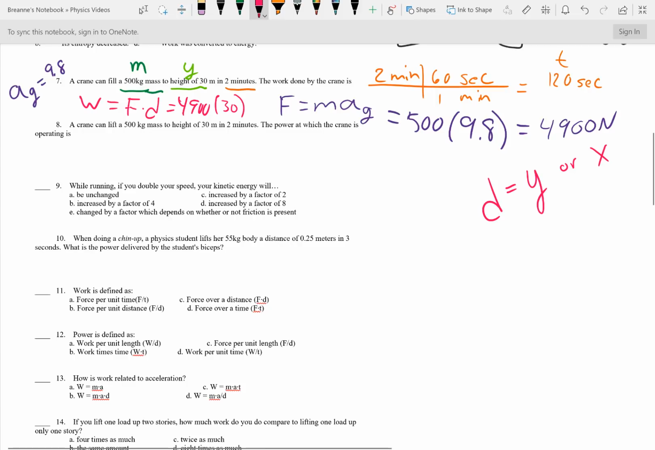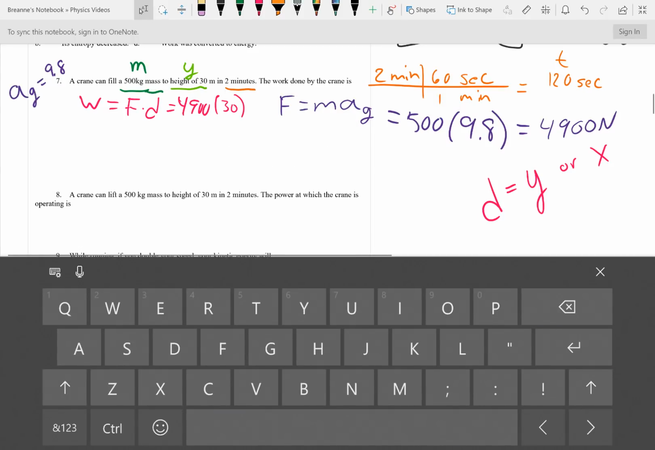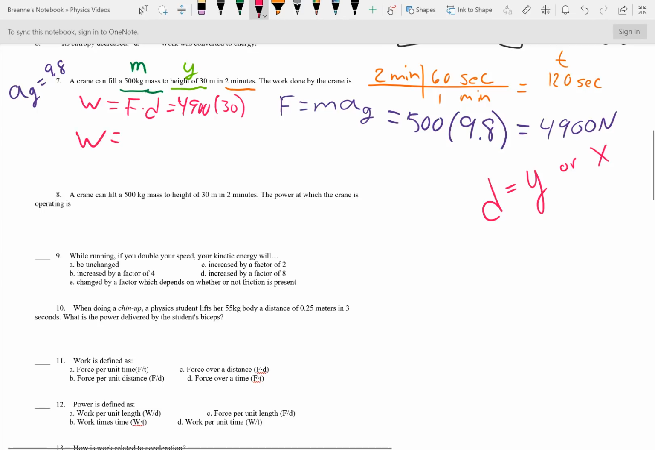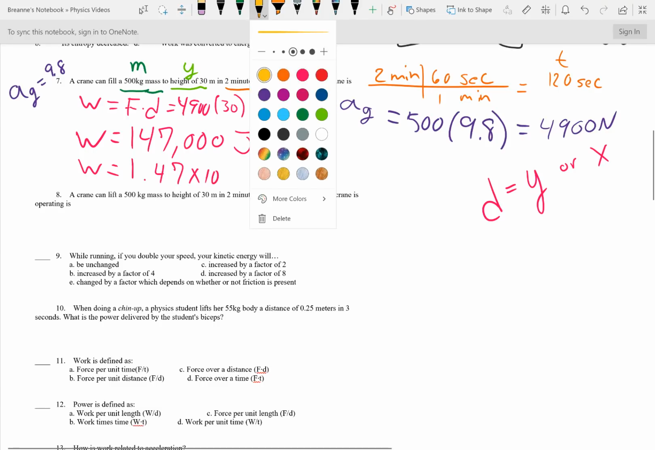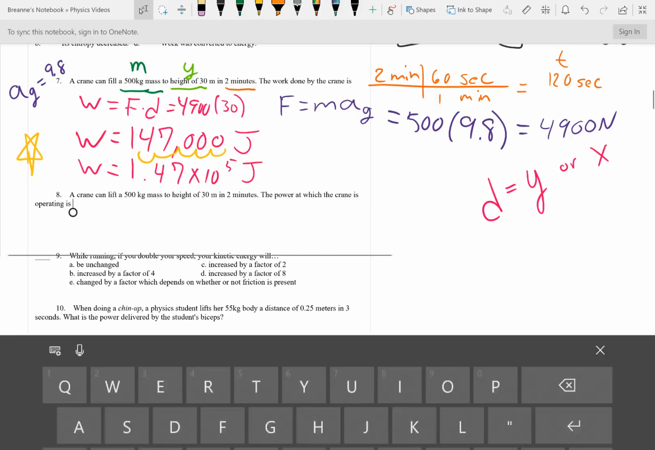I've run out of space. Let me see here for a second so I can get myself some more space. There we go, more space. So our work ends up being 147,000 joules, because remember, work is just a transfer of energy. If you want to put that into scientific notation, that'll be 1.47 times 10 to the 5th joules. Now, that is a very important thing to know. So guess what I'm about to do? I'm about to put a yellow star by this one. I would definitely know that if I were you.